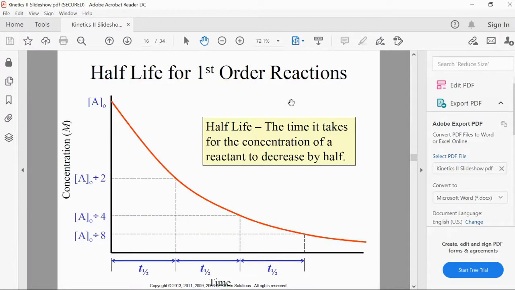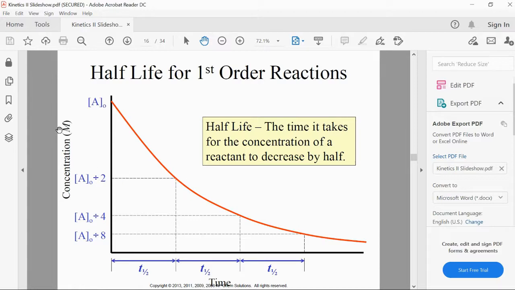So let's talk about half-life. Half-life is the amount of time it takes for the concentration of a reactant to decrease by half. So if I start with concentration at time equals 0 up here, when the concentration is reduced by half, so let's say this is 100 molar, when the concentration is reduced to 50 molar, or by half, the amount of time that took is called a half-life.